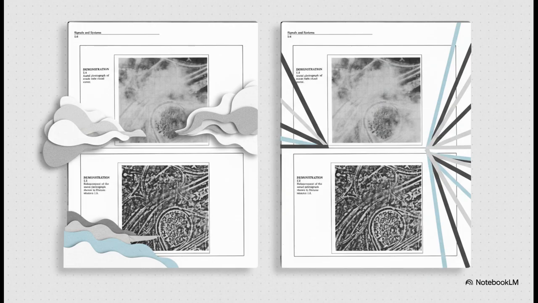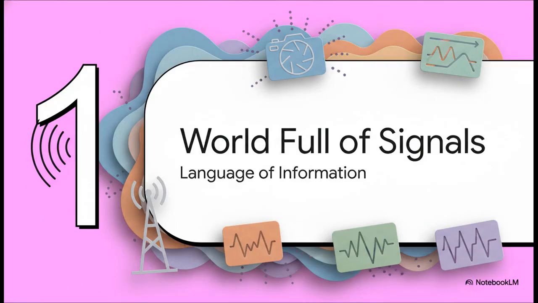It's not magic, I promise. It's all about understanding the language of information. And that language is the language of signals. The secret to transforming that photo, and honestly, so much more, is all rooted in this one fundamental concept. So what exactly is a signal?